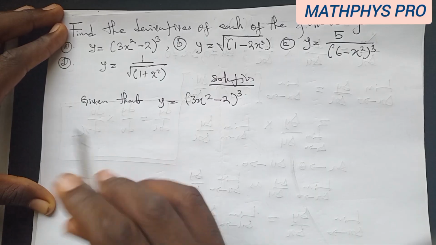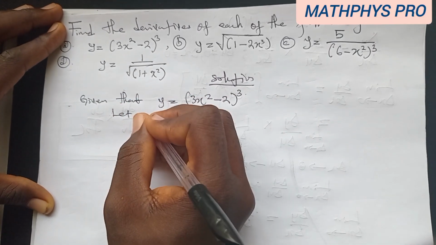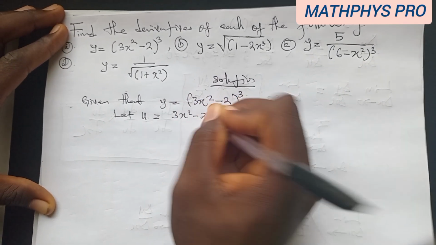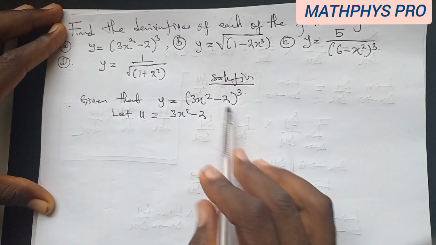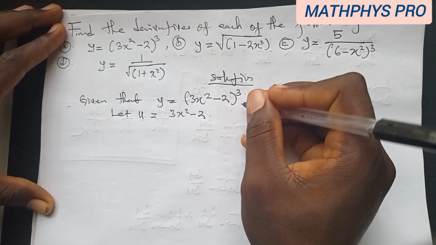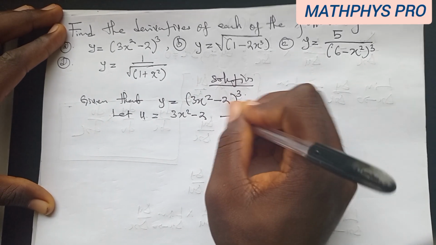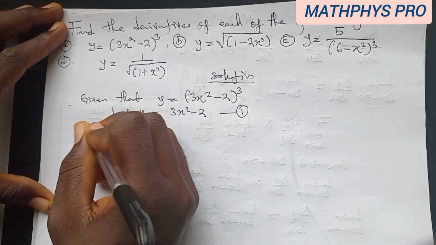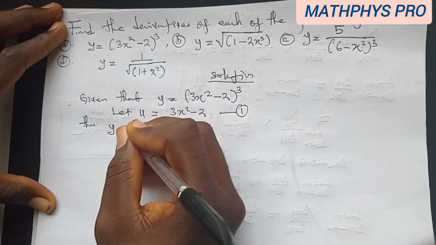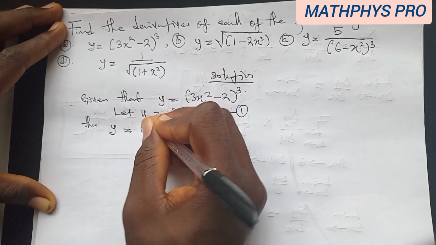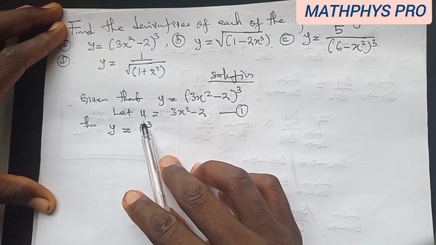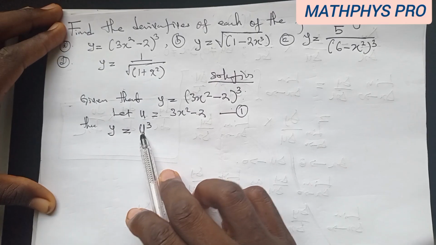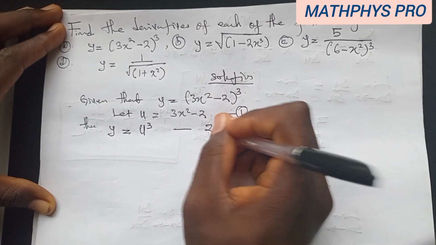Now, we can say that let u be this function, 3x squared minus 2. So let u be 3x squared minus 2. Let's call it equation 1. And we can also say that then y will be equal to u raised to power 3. So since u is equal to 3x squared minus 2, y will be equal to u raised to power 3. You can call this equation 2.